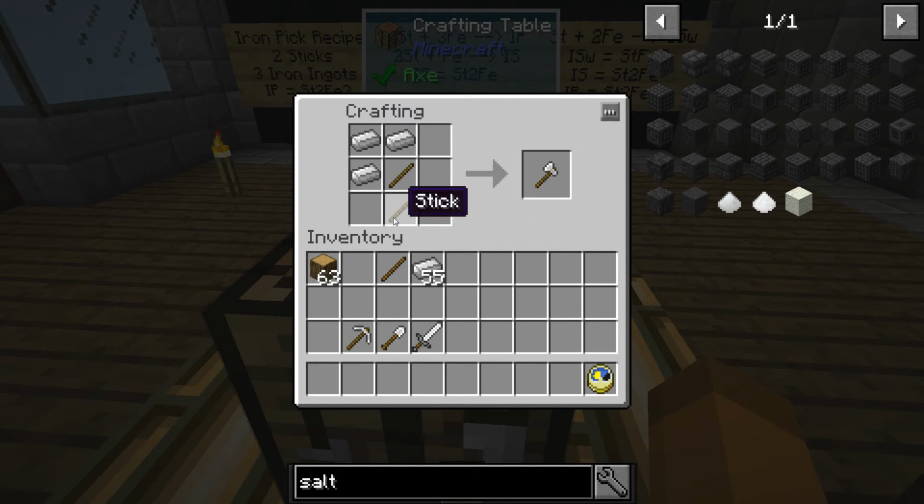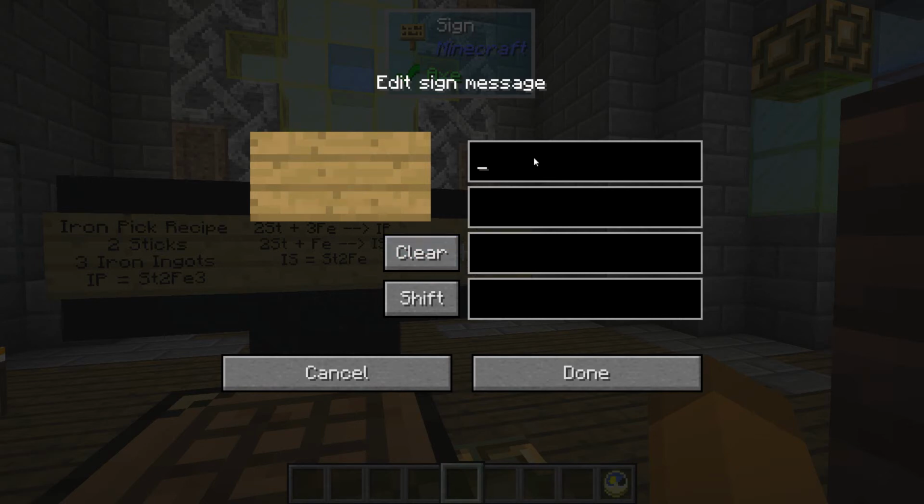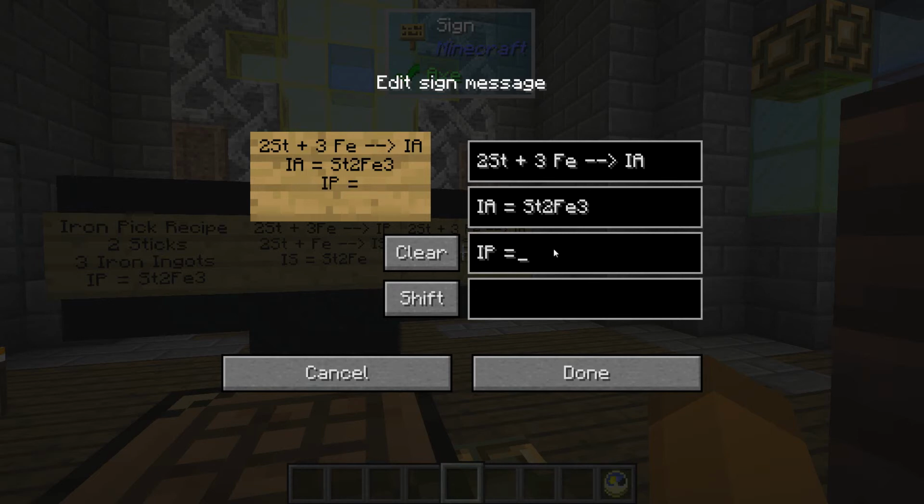Well, these 2 sticks, but now it has these 3 irons, but they're in a different shape. If we were to just write that in the way we've been doing this, let's just clear everything. The way we've been doing this so far is that we'd say 2 sticks plus 3 iron is going to make an iron axe. And we'd say that an iron axe has the same chemical formula of St2Fe3, but we already knew that the iron pickaxe has that formula. So how do we resolve this?